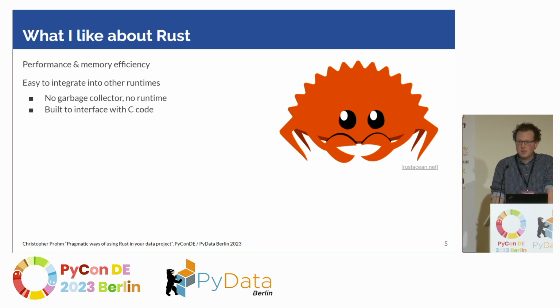The other thing that I particularly like about Rust is that it's very easy to integrate into other things. It doesn't have a runtime, it doesn't have a garbage collector. It's really built to interface with anything that speaks C ABI, in particular Python as well. So you can use the same Rust library in Java, in Python, in Go, and it's really easy. Whereas with something like Go, you have a garbage collector, suddenly it becomes more complicated.